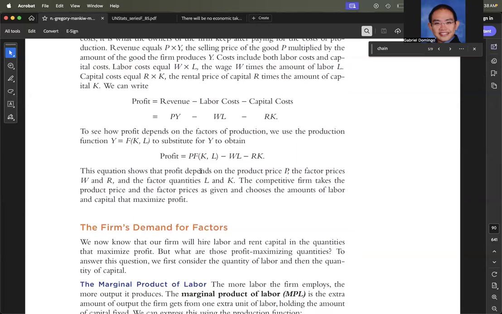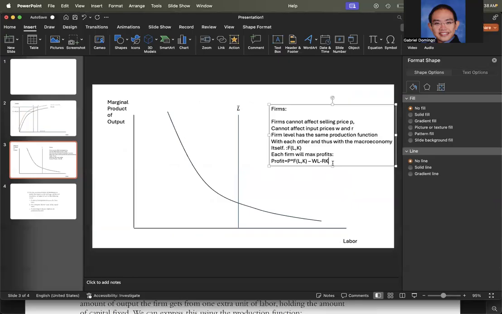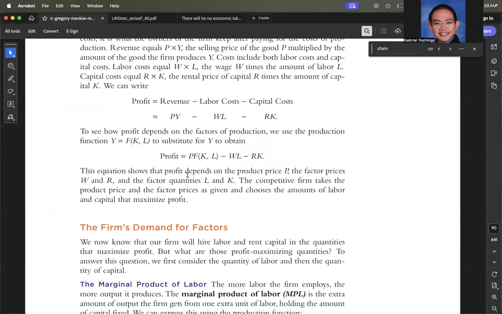Reminder, the firm cannot affect P, W, and R. The firm will choose L and K, while not affecting P, W, and R. So this equation shows that profit depends on the price P, W and R, and L and K. But the competitive firm takes P, W, and R as given, and then it's allowed to choose the optimal L and the optimal K to maximize profit here.